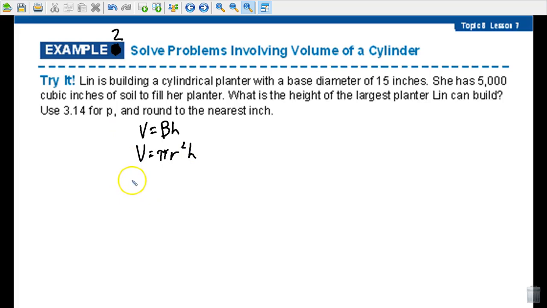Okay. It is 5,000 equals pi, and then R, the diameter is 15, so the radius would be half of that, which is 7.5 squared times H. Okay, I don't know if I paused for 3 seconds, so you guys can work it out from here. Pause it.